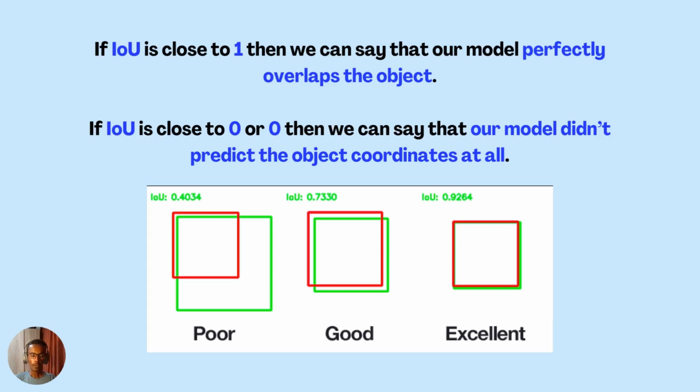If the red box represents the ground truth box and the green box represents the predicted box, and the overlap between the two is very close to 1, then we can say it's excellent, which we can see on the right side. And if the IOU is very close to 0, we can say it's a very poor detection and our model didn't predict the object coordinates at all. So what we're trying to do in YOLO is just rearranging and changing the size of the bounding box so that it better emulates the ground truth box.